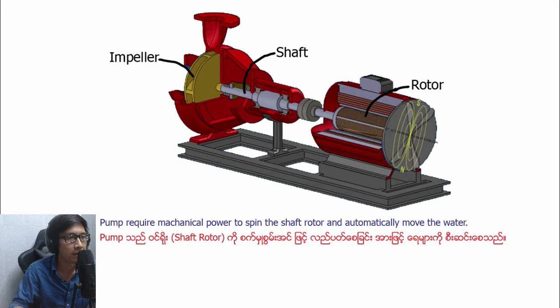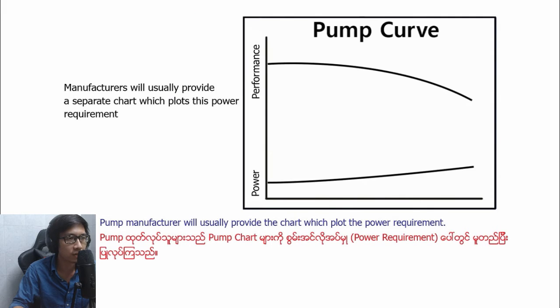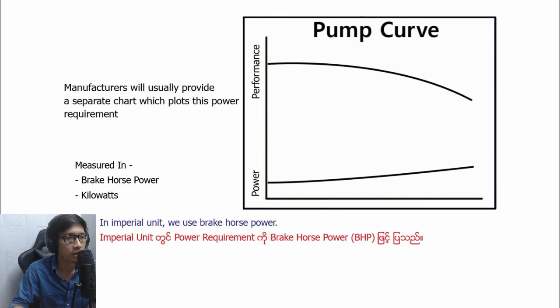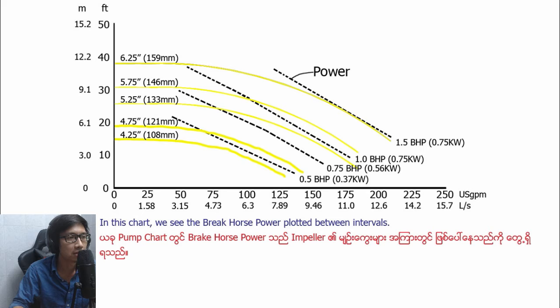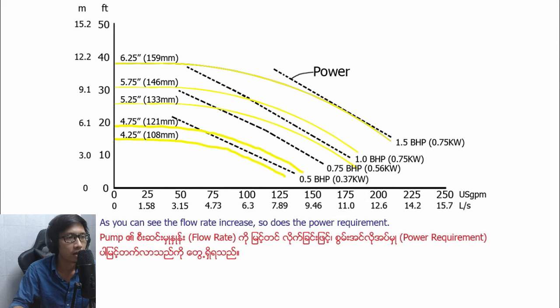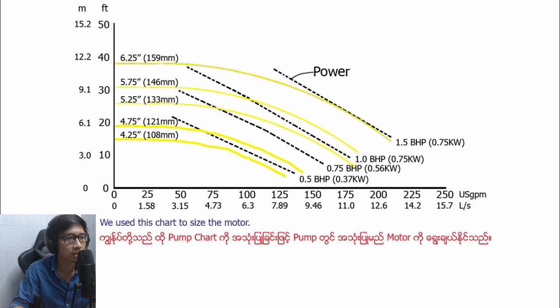Pumps require mechanical power to spin the shaft and rotor and move the water. The pump manufacturer will usually provide a chart which plots the power requirement. In imperial units, we use brake horsepower. In metric units, we use kilowatts. In this chart, we see the brake horsepower plotted between intervals. As you can see, as the flow rate increases, so does the power requirement. We use this chart to size the motor.